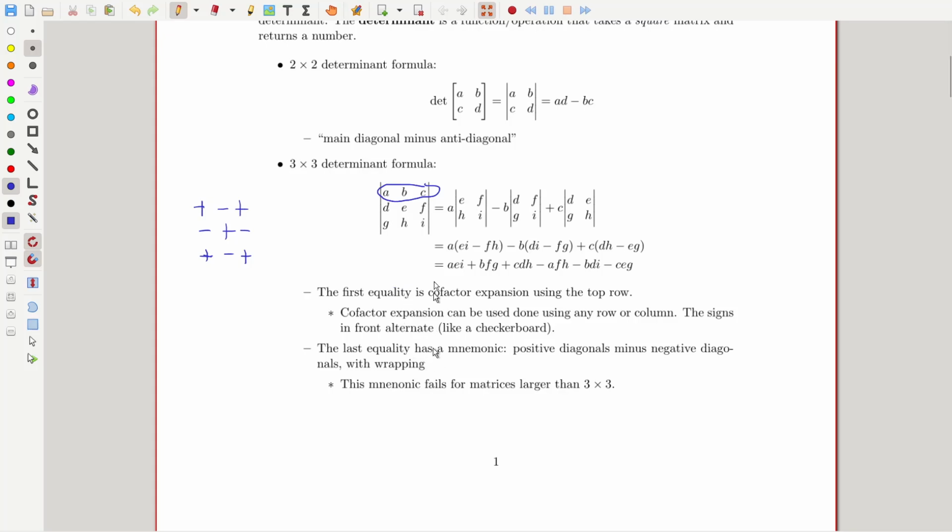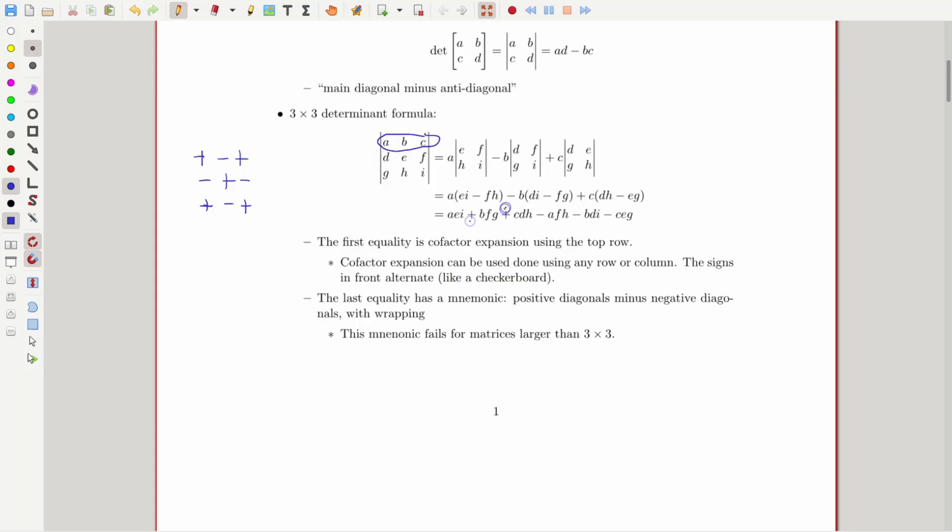Okay, and then from here, what's the next line doing? It's just using the 2 by 2 determinant formula in each of the places. Main diagonal minus anti-diagonal gives you that. Same with this, and same with the final term. And then, of course, distributing and rearranging the terms. After expanding these, I moved all the terms with a plus in front to the front and the terms with a minus to the back.